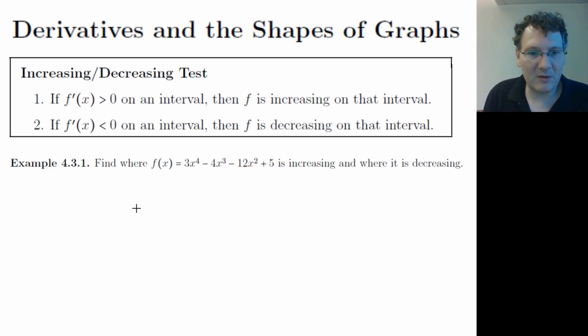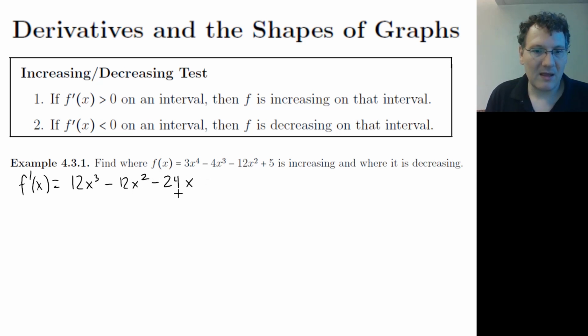Okay, let's take an example. Let's look at this function 3x to the fourth minus 4x to the third minus 12x squared plus 5. Well, if we look at the first derivative, f prime of x is 12x to the third minus 12x squared minus 24x, right? And if we wanted to see when this is positive or negative, let's factor this a little bit. This is 12x times x squared minus x minus 2.